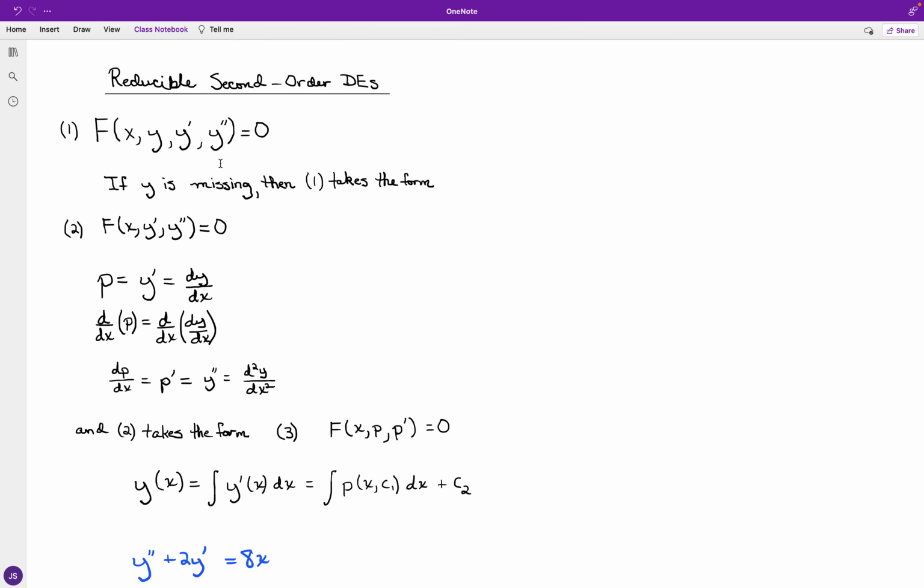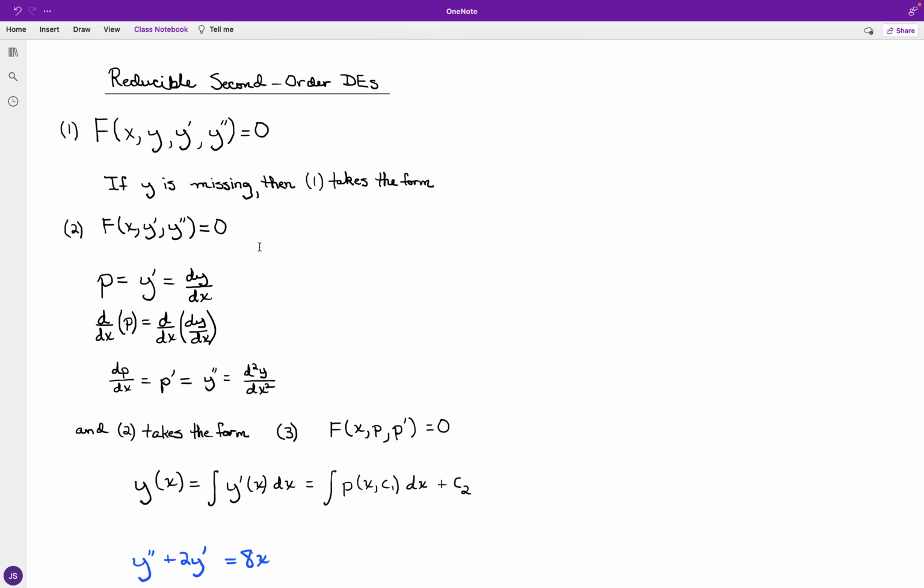And if we have either x or y missing from the second order equation, then we can reduce by substitution to a first order equation that might be solvable by methods that we have utilized in our techniques so far. Let's say that, for this setup, if the variable y is missing, then this equation is going to be where we have f of x, y prime, and y double prime is equal to 0.